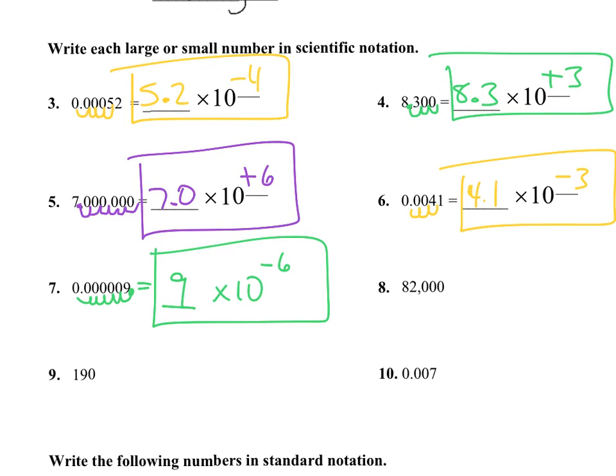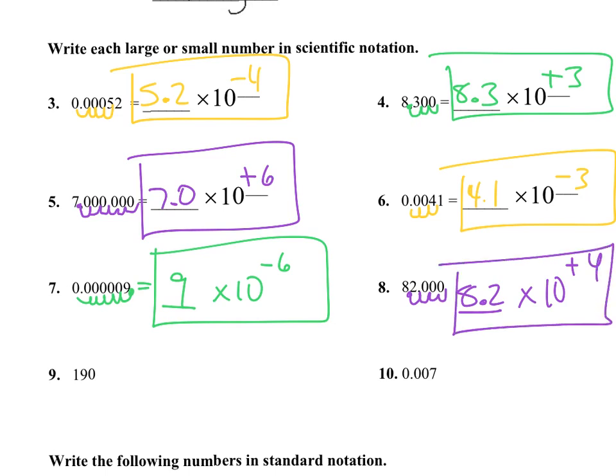On number 8, we've got 82,000. So that's going to be some number times a power of 10. And since we started off with a really big number, our exponent is going to be positive. And let's move the decimal to the left until we come up with a number that is more than 1 but less than 10. So we've got 1, 2, 3, 4. So my new number is 8.2 times 10 to the positive 4 power. And there you have it.